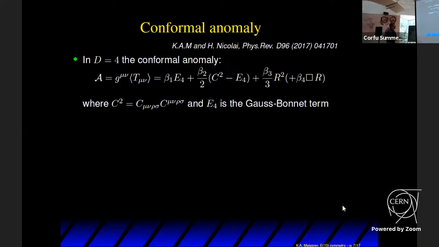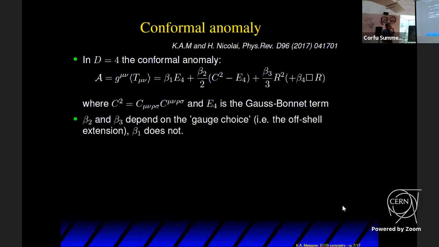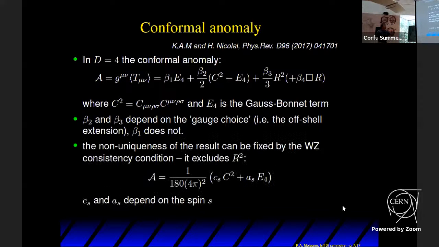So the anomaly, which is the trace of the T mu nu in a quantum sense, of course, is given by this expression, where C squared is the Weyl squared and E4 is the Gauss-Bonnet term. Now, there are some theoretical uncertainties depending on the off-shell extension. I will not stop on that. The non-uniqueness of this result can be fixed by the Wess-Zumino consistency condition. So we are left only with 2 terms, C squared and Gauss-Bonnet, where every field gives a contribution to C and to A.